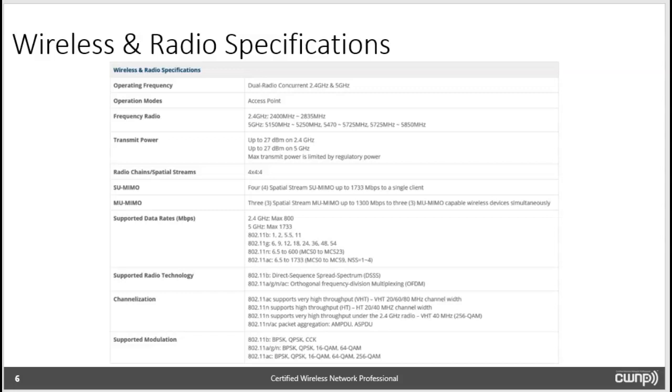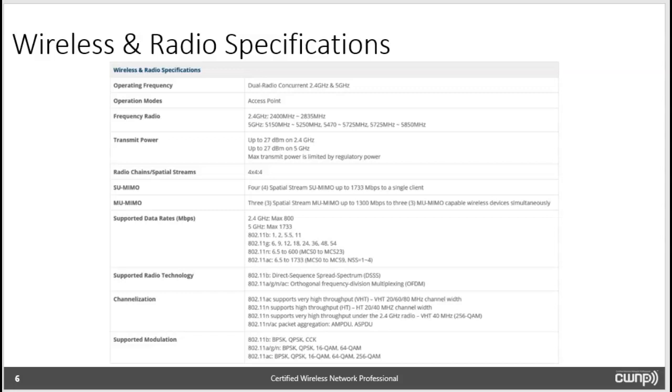It gives you the frequency ranges it can handle. It tells you the transmit power at both frequencies, what it can transmit. It also tells you the number of radio chains and the spatial streams. So think back on your antenna section. You remember that the colon tells you, so it's 4x4:4. So you've got 4 transmit, 4 receive, and you've got 4 spatial streams. That colon and the 4 tells you the number of spatial streams.